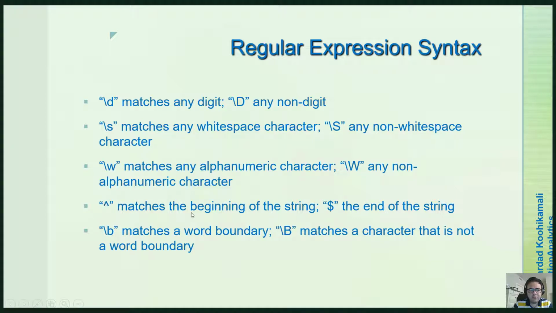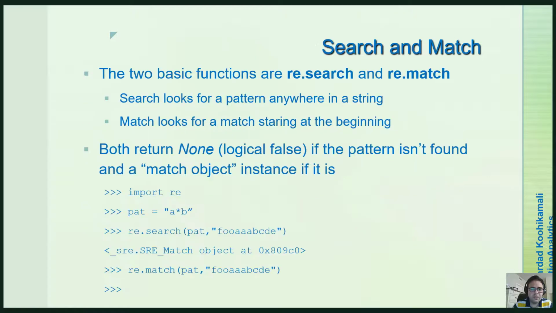If you have caret, that would be matching any string at the beginning of it. So if something has a specific pattern at the beginning of that string, that's something you look for. If you have $, that looks at the end of the string. Finally, if you have \b, that will be matching any word boundary. If you have the capital letter B, that matches a character that is not a word boundary.